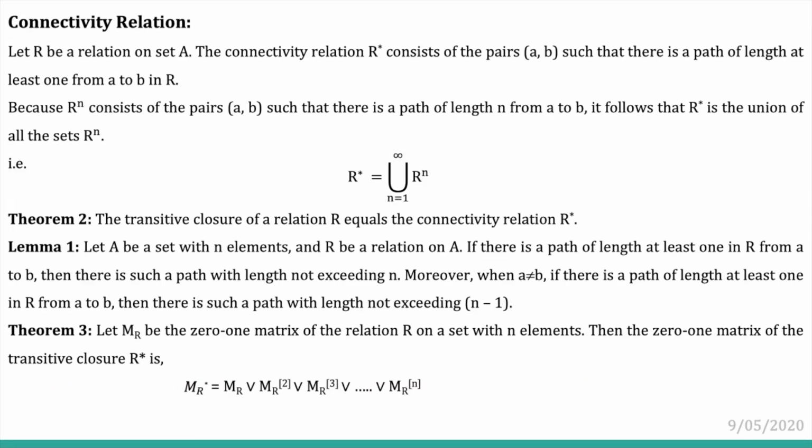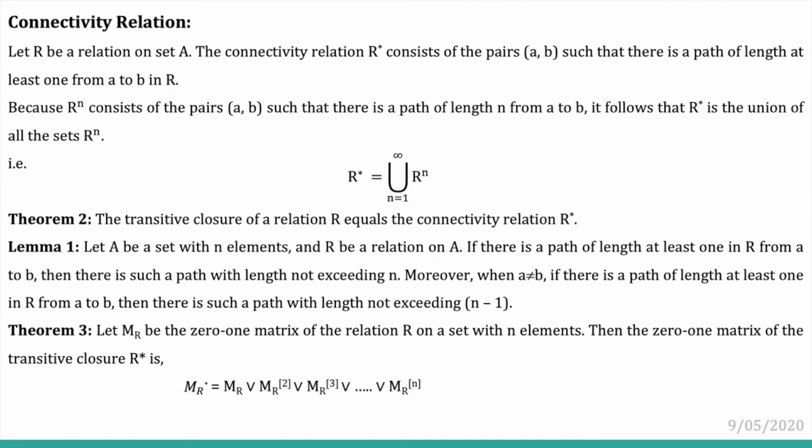Now, before we look into the Roy-Warshall algorithm for finding the transitive closure of a relation, let's see what the connectivity relation of a given relation is. The connectivity relation of a given relation consists of the ordered pairs (A, B) such that there is a path of at least length 1 from A to B in relation R. Now we know that the nth power of R consists of ordered pairs (A, B) such that there is a path of length n from A to B in relation R.